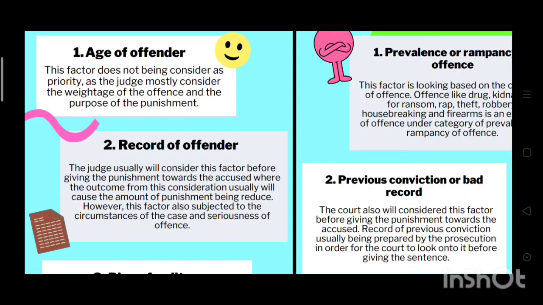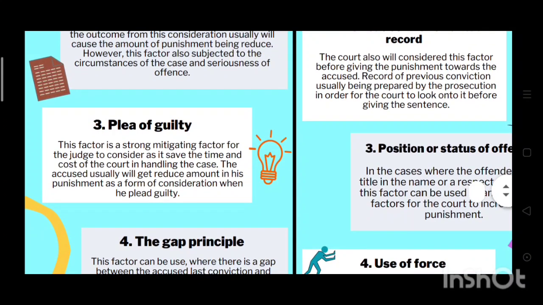However, this does not apply to all cases. In the case of public prosecutor against Ong Lee Swing and others, where the offence involved is drug trafficking, a clean record has no effect in reducing the punishment because the death penalty is mandatory for this particular offence. The third mitigating factor is plea of guilty.